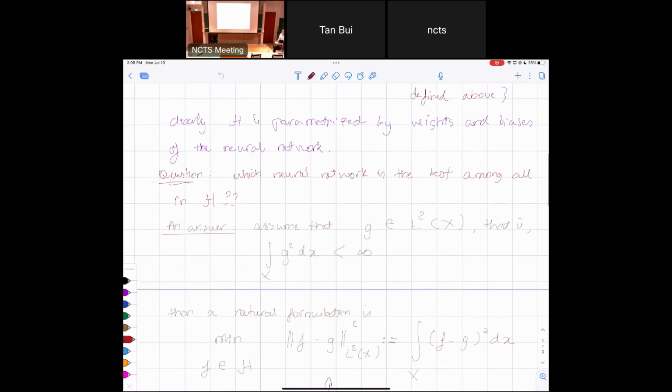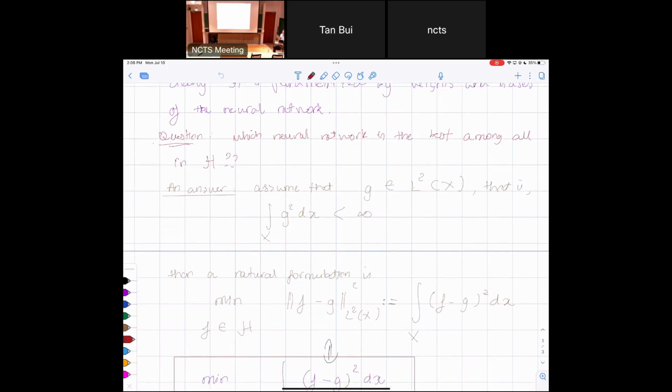All right. So this is a very mild condition, not much of a condition at all on the object of interest, which we call g there. Then the natural formulation is to find a neural network that is as close as possible. There's a zillion neural networks there. Which one is the best? It's very natural to say, I want to find a network that is closest to my unknown function g, in a particular norm, a square norm.